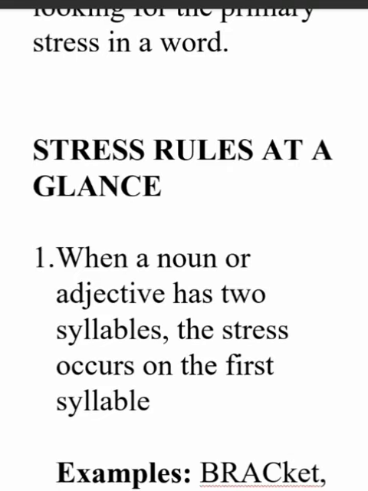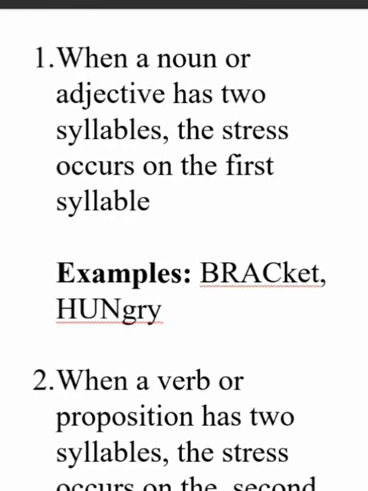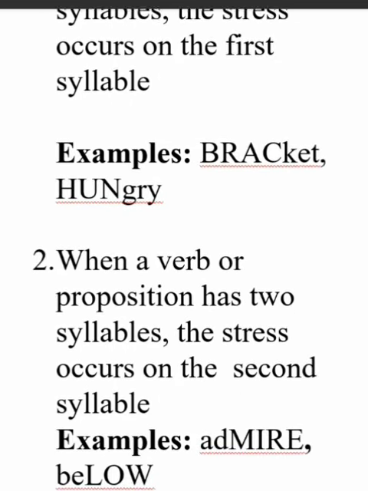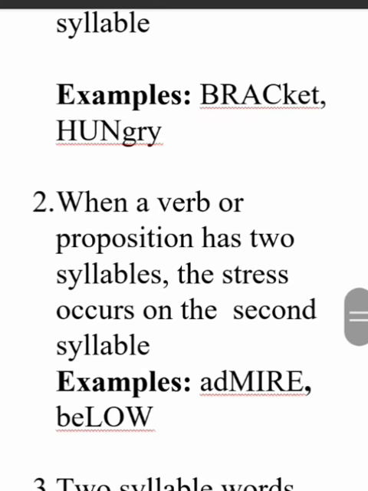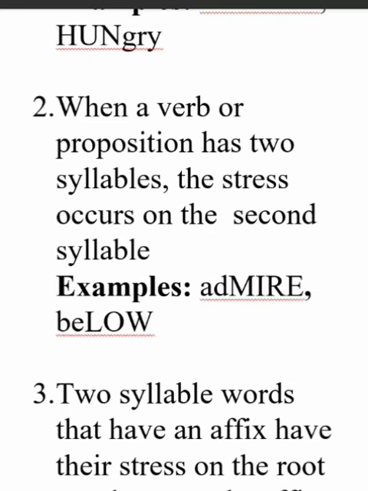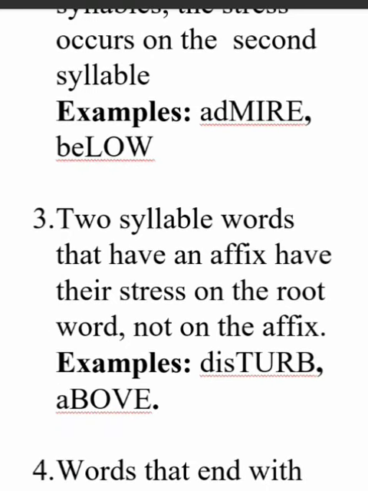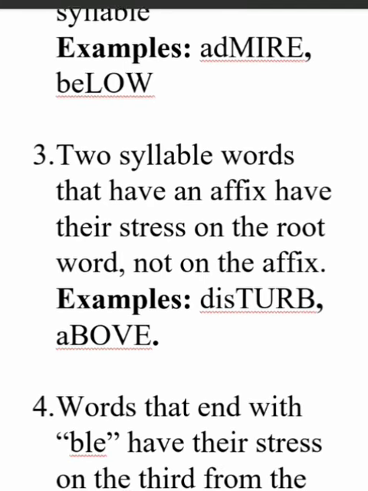1. When a noun or adjective has two syllables, the stress occurs on the first syllable. Examples, hungry. 2. When a verb or preposition has two syllables, the stress occurs on the second syllable. Examples, admire, below. 3. Two-syllable words that have an affix have their stress on the root word, not on the affix. Examples, disturb, above.